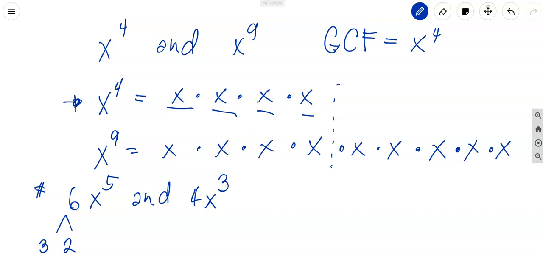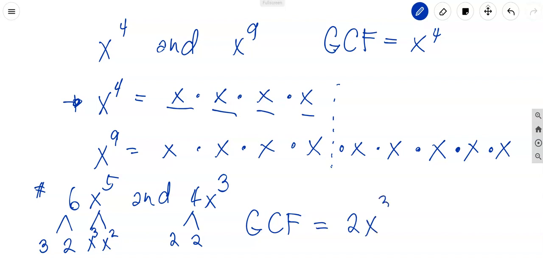So the factor of that is x cubed times x squared, because if we multiply the two variables, we add the exponents. And then here the factor is 2 times 2, and then x cubed. Therefore, the GCF of 6x to the power of 5 and 4x cubed is equal to 2x cubed.